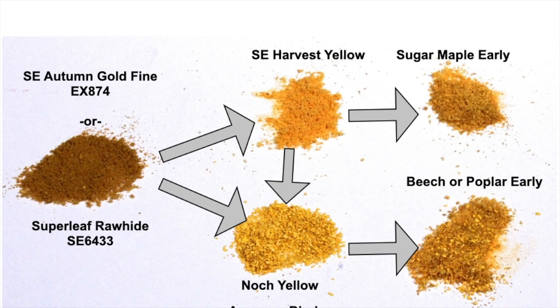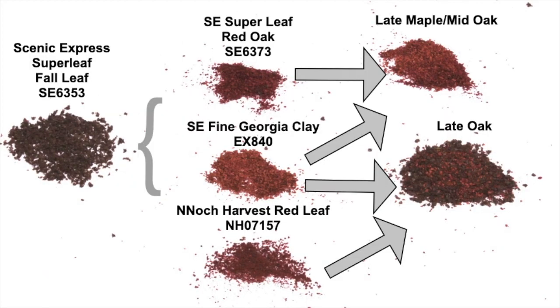Likewise, for the yellow or orangey trees, this is the color combination I use. And then finally the rust or reddish trees, these would represent, say, a later fall oak.